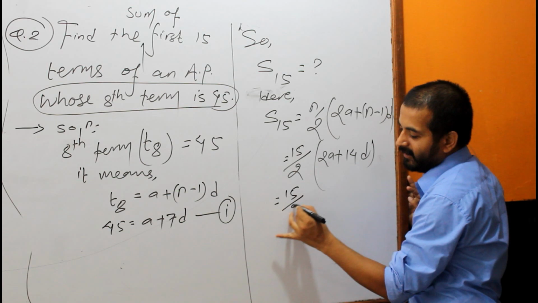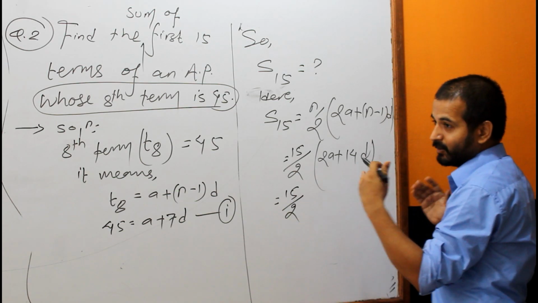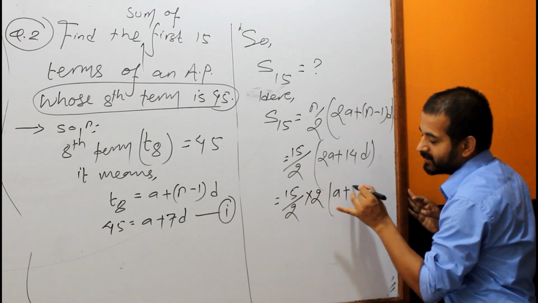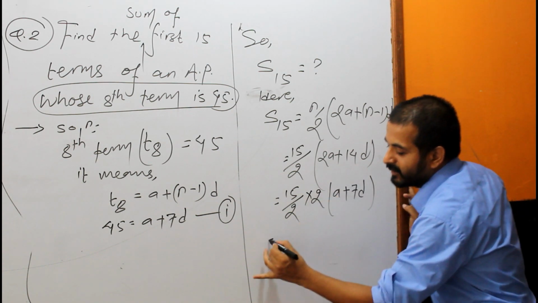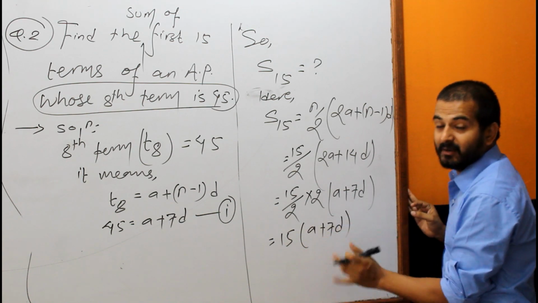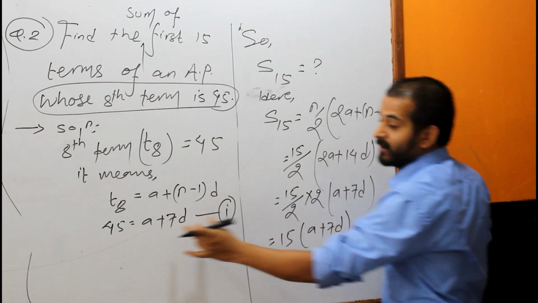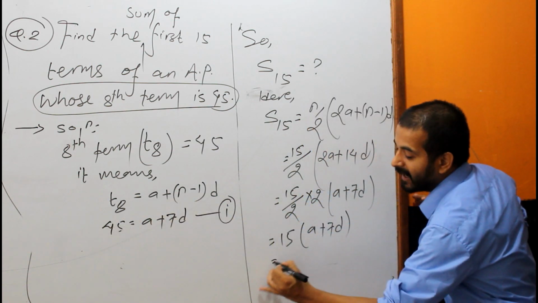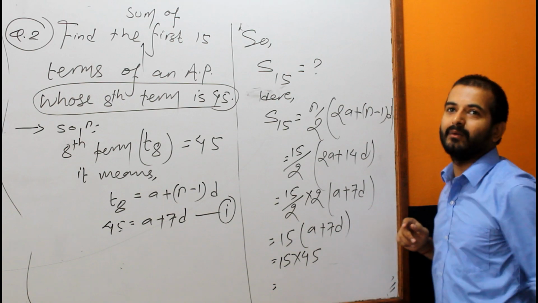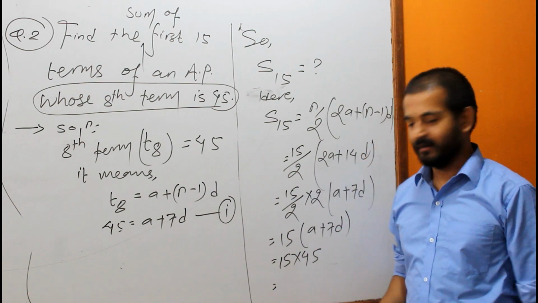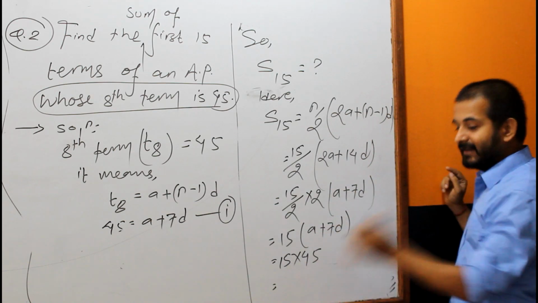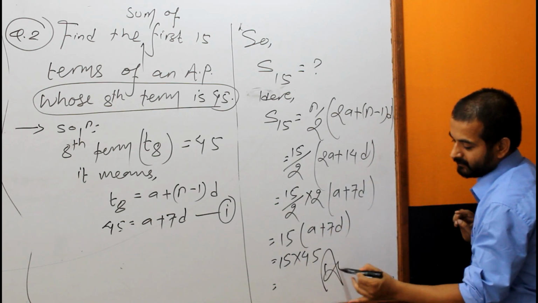Now look here, what is going to happen? 2 is common. 15 by 2 times 2 times a plus 7d. The 2 and 2 cancel, leaving 15 times a plus 7d, because we have the combined value of a plus 7d, which is equal to 45. Now 15 times 45 is on your finger. Use the calculator, multiply, and get the sum of the first 15 terms. It is your work.